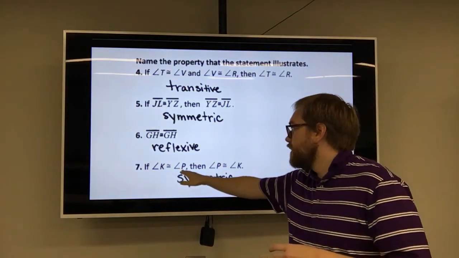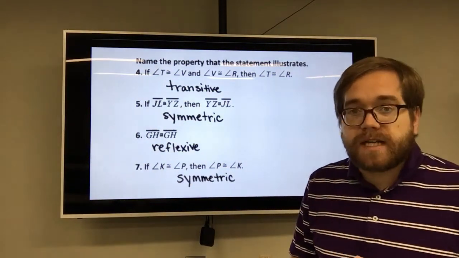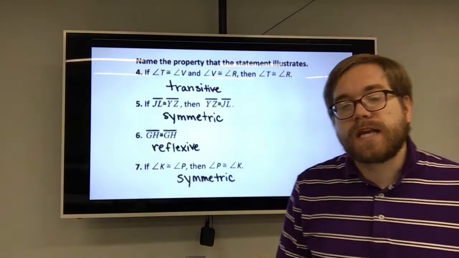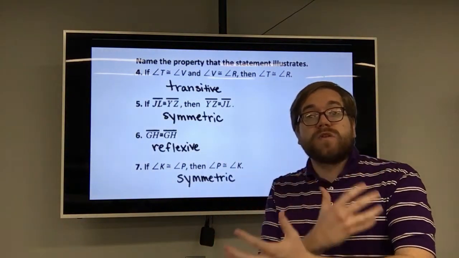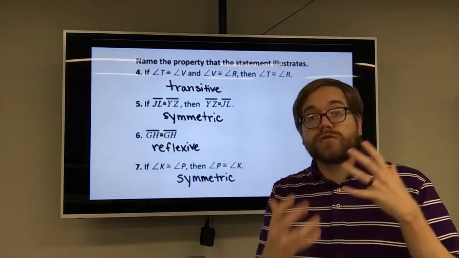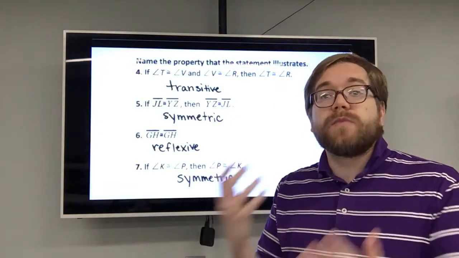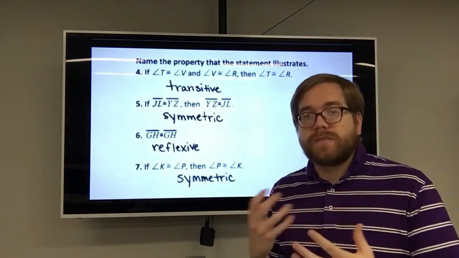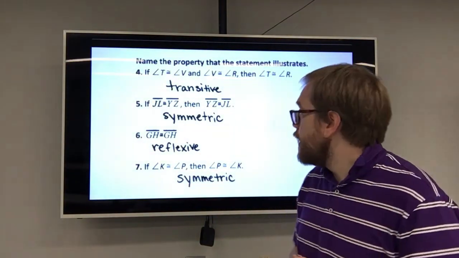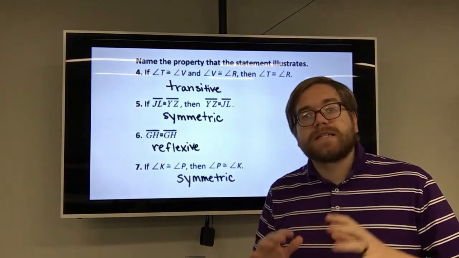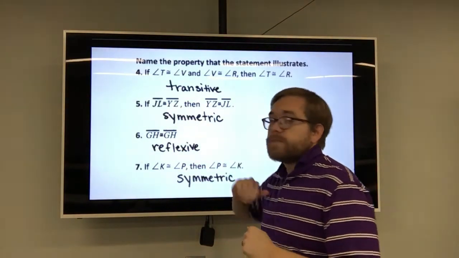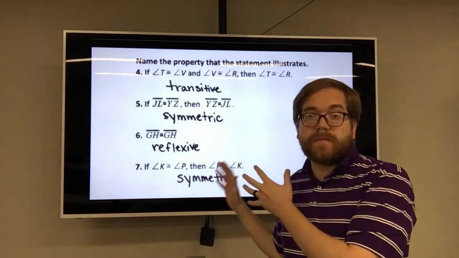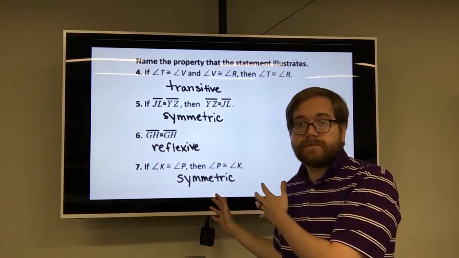And lastly, if angle K is congruent to angle P, then angle P is congruent to angle K. Again, that's the symmetric property because it doesn't matter which side we write it on. So if those two angles are congruent to each other, then no matter how I write that, they're going to be congruent to each other. So these are just a few examples of connecting the statements, these statements right here, to the property, the reason that they connect to.